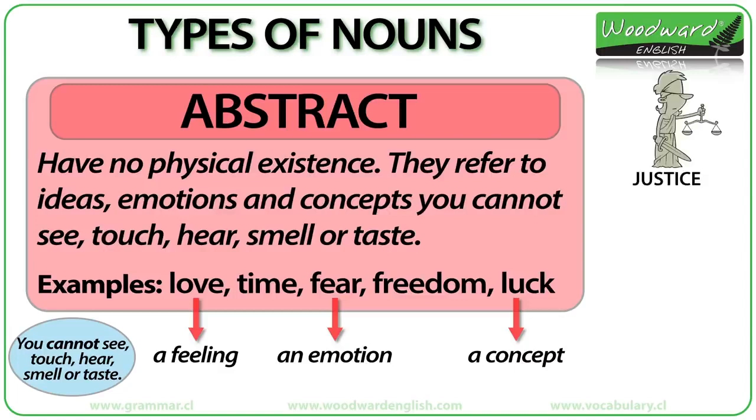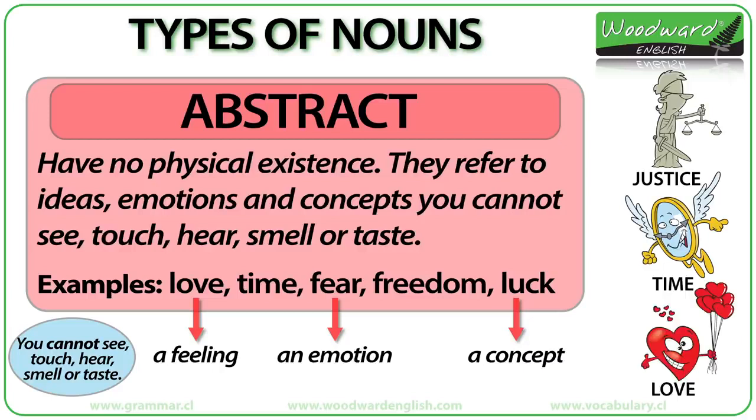Let's look at our pictures. Justice is not a physical thing. You cannot touch it, so it is an abstract noun. You cannot touch or smell or taste time. It is a concept that exists that does not have a physical form or physical existence, so time is an abstract noun. And we already mentioned that love is a feeling, not something that you can touch.